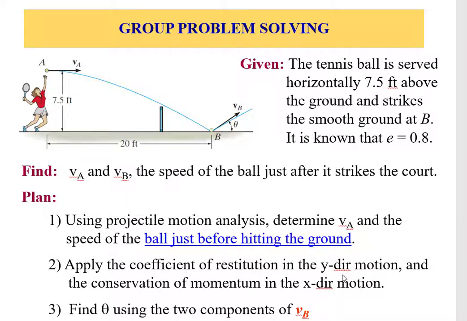Alright, now a group problem solving that I will leave for you to try at home. Let's discuss the problem statement. We have a tennis ball served horizontally at a height of 7.5, and it strikes the ground at B at a distance of 20. Knowing that the coefficient of restitution between the ball and the ground is 0.8, calculate the initial velocity VA and the rebounding velocity VB.